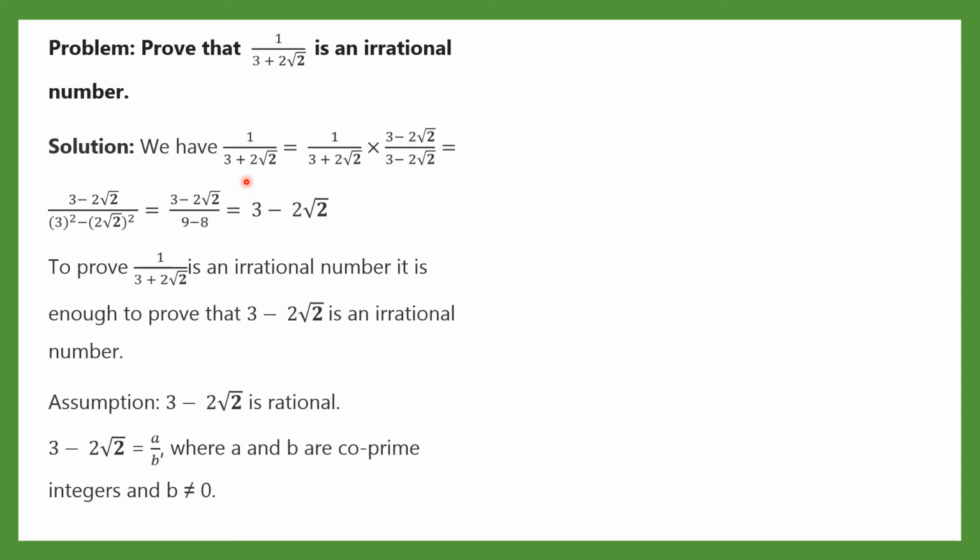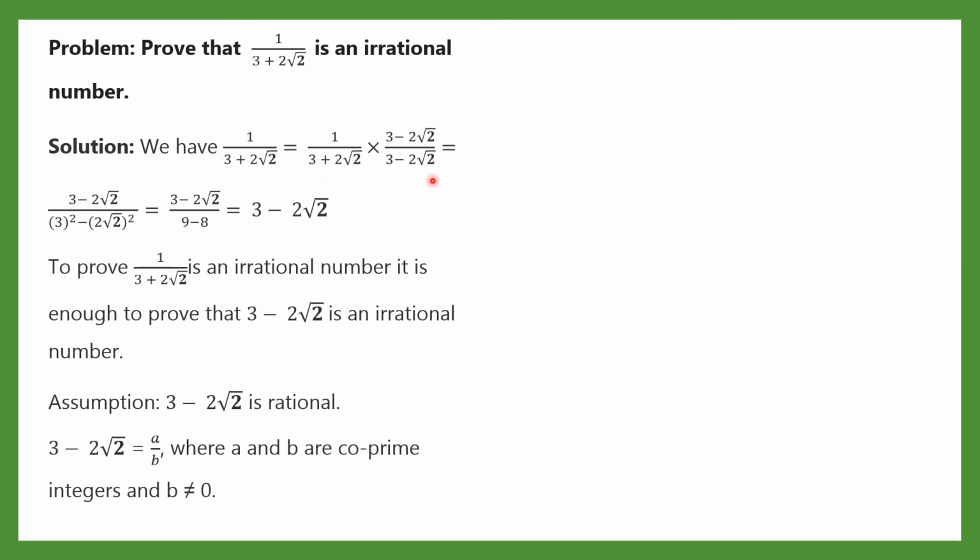Therefore, 1 by 3 plus 2 root 2. Rationalization of the denominator: 1 by 3 plus 2 root 2, you have to multiply both numerator and denominator with the RF of the denominator. The RF of 3 plus 2 root 2 is 3 minus 2 root 2. That's why we multiply both numerator and denominator with 3 minus 2 root 2. The product of numerators, 1 into 3 minus 2 root 2, is 3 minus 2 root 2.